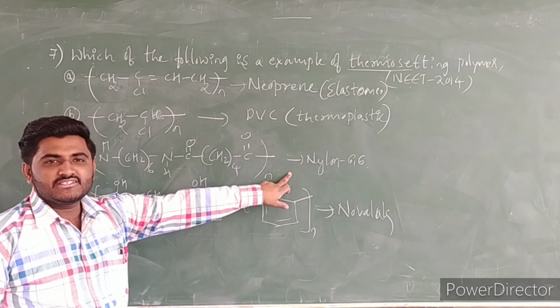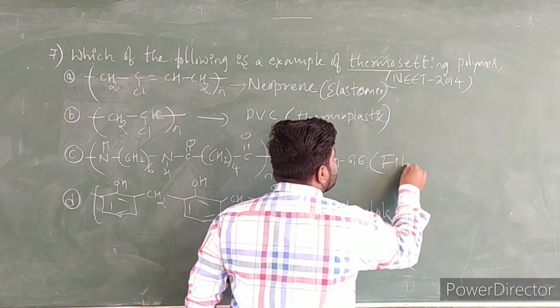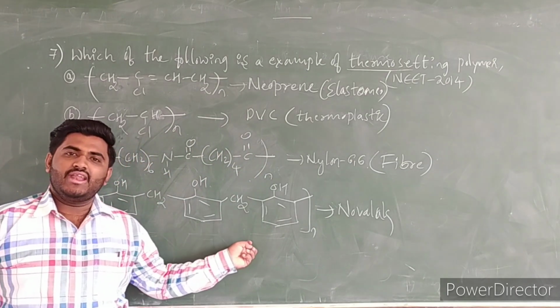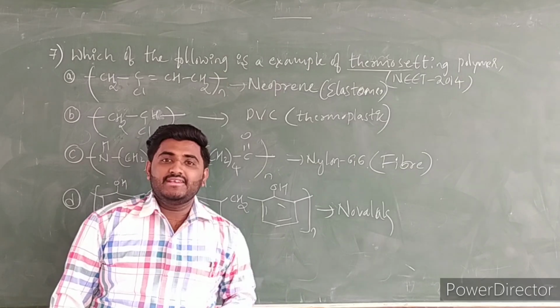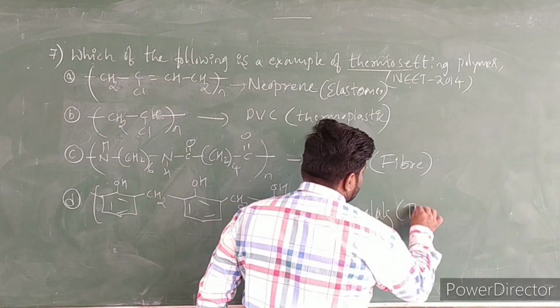Then what is nylon 6,6? Nylon 6,6 comes under fiber. Which category guys? Fiber. Then last one, novolac. Novolac undergo cross-linking to give what? To give bakelite, which is our required answer. Thermosetting polymer. What is this one?